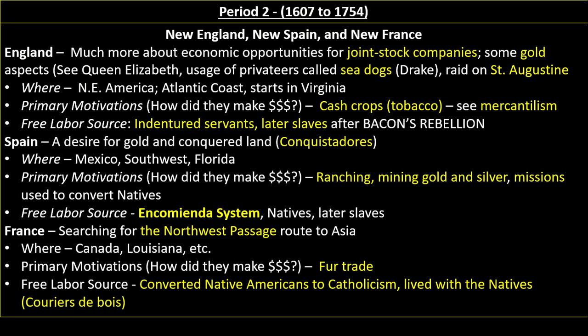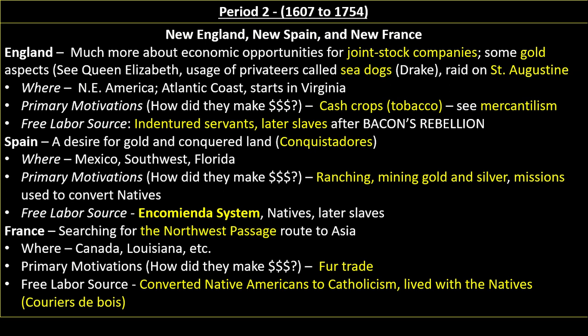France probably had the greatest relationship with the Native Americans. They were searching for something called the Northwest Passage, or a trade route over to Asia. And so, where are they settling in? Canada, mostly. You'll see them in Louisiana. They are looking mostly to make money off of the fur trade. You just got to remember that.